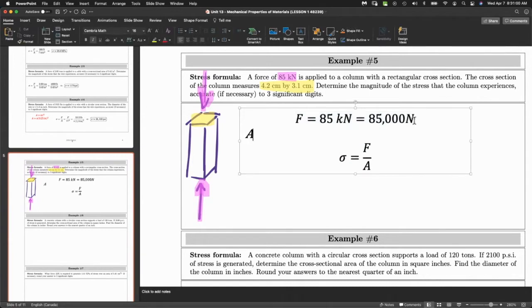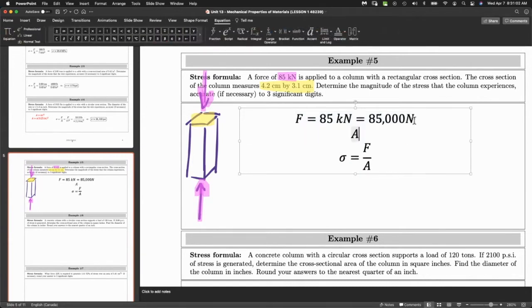The area is a rectangle this time, length times width. So that's going to be, now keep in mind, those are centimeters. We do not want centimeters. We want millimeters. So 42 millimeters, 31 millimeters. You're responsible to know how to do those conversions.